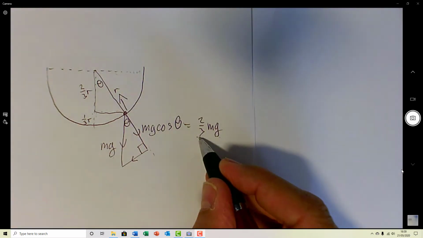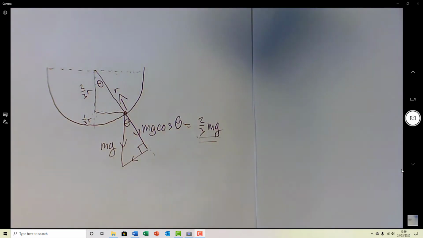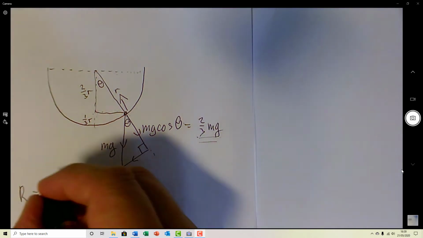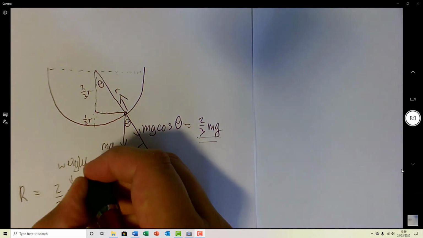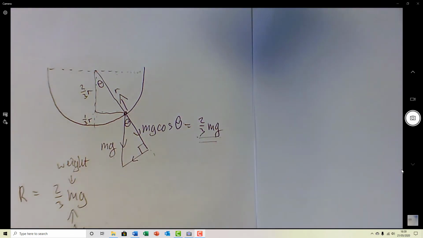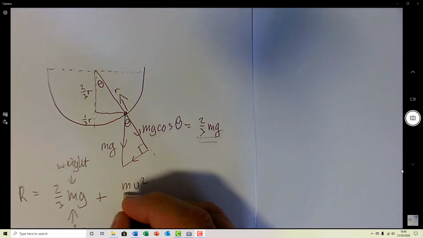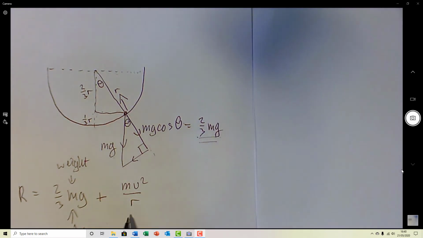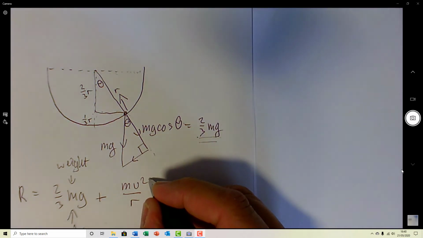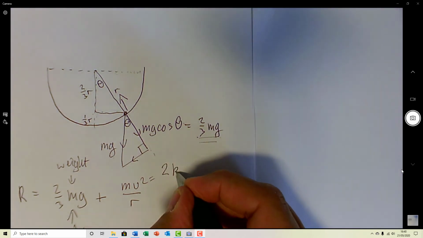But that is not the whole normal reaction, because the normal reaction is made up of 2 parts. There is the bit associated with the weight, but there is also a second part associated with the circular motion of the particle. So now we need to figure out what mv² over r is. Aha! Wait, we have already done some work on the energy of the particle. And the kinetic energy of the particle is simply 1/2 mv². Therefore, that component there is simply twice the kinetic energy.